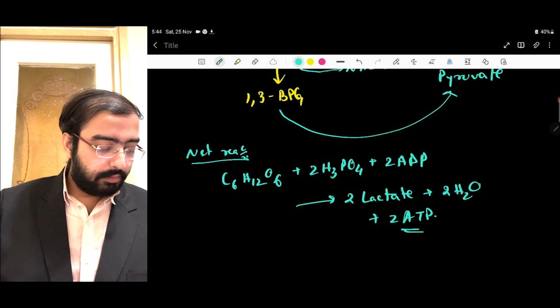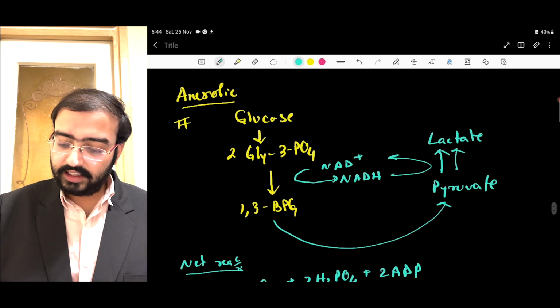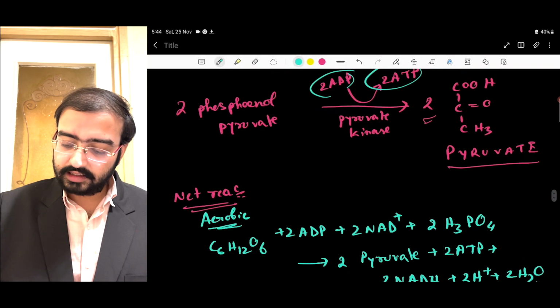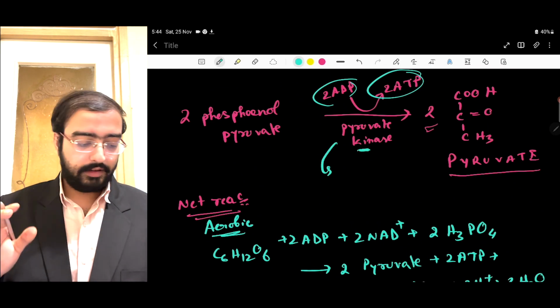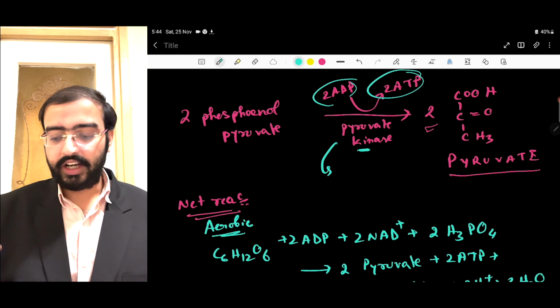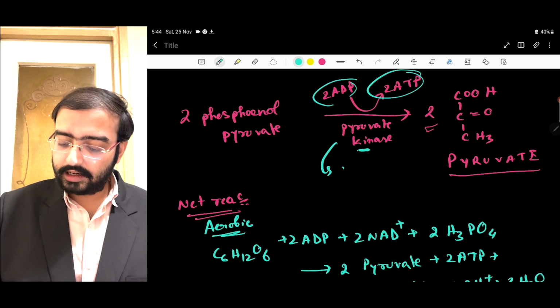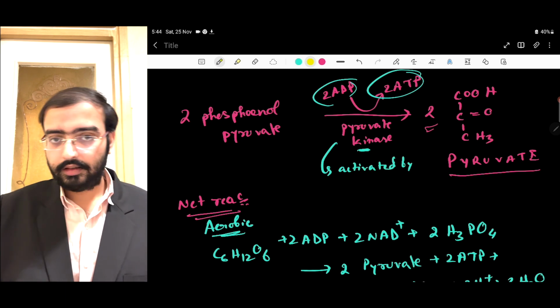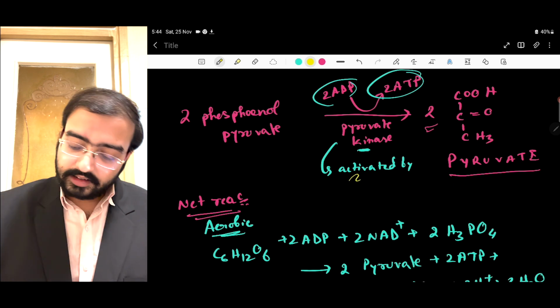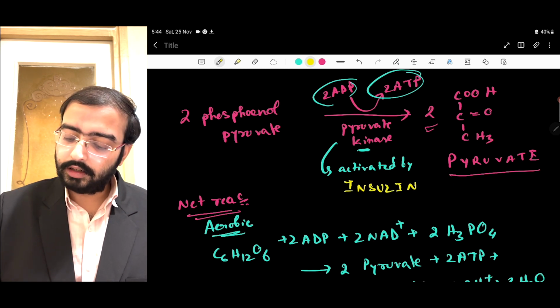Now, an important thing which I would like to mention: all these kinase enzymes, this is a high yielding point. All these kinase enzymes are actually activated by, can you guess? It's activated by insulin.